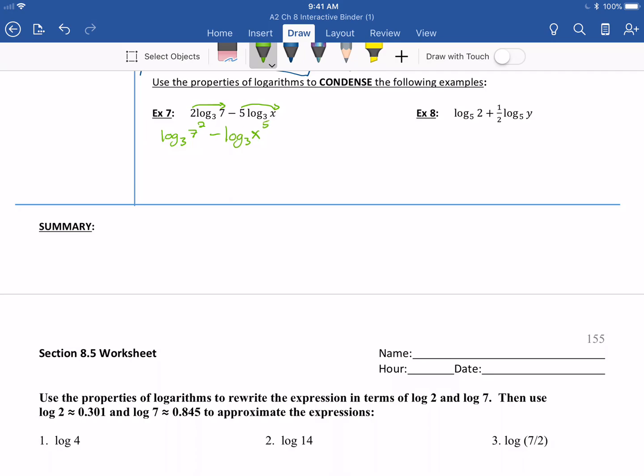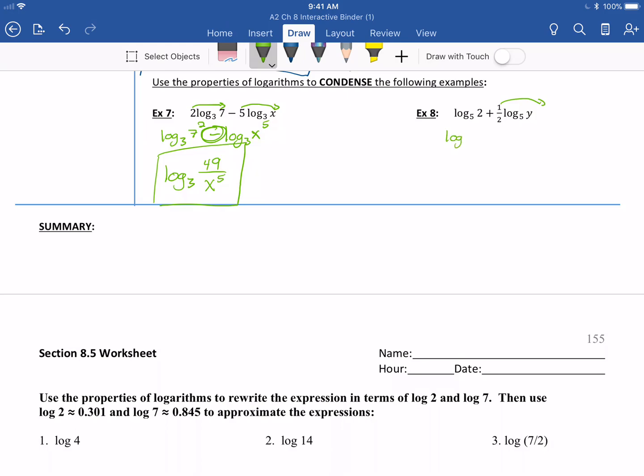All right, and then this minus tells me that I need to bring these guys together. So I have log base 3 of 7 squared on the top. I'm going to call that 49. Over, because that minus means division, x to the 5th. And notice here how I only have one log, and that is my final answer. All right, awesome. So now number 8, I like to move that exponent back first.